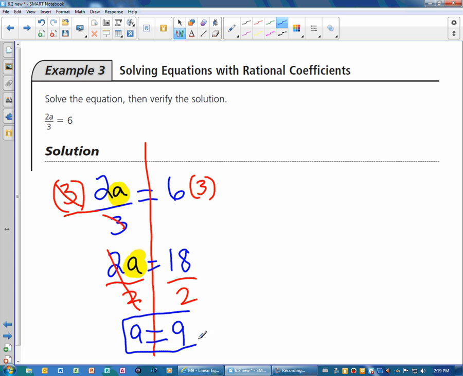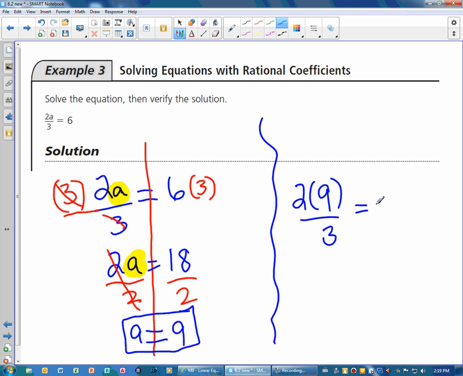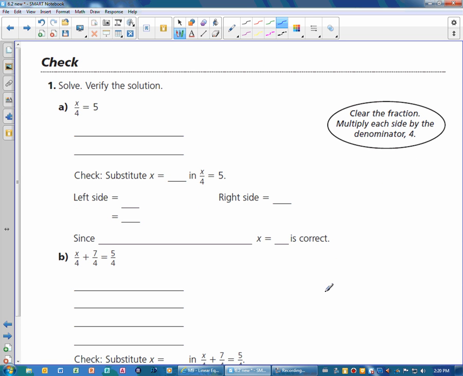And there's my answer. Verify the solution means plug it in and make sure it works. So 2a, which is 9, over 3 has to make 6. Okay, take this 9 and plug it in there and make sure it works. 2 times 9 is 18, and 18 divided by 3 is 6. So I got it. Okay, you try the check and then come back and make sure you got it.